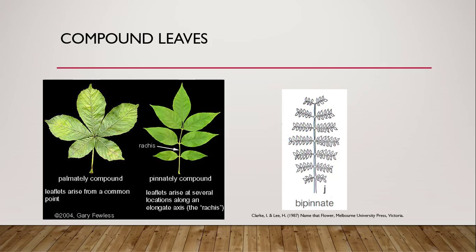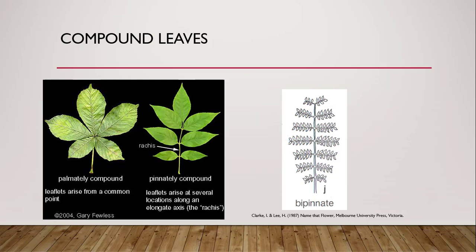Okay, so then when you're looking at compound leaves, you don't just have compound leaves. We have palmately compound, and those of you who took Spring ID, that's horse chestnut. So they're definitely individual leaflets, but they all come from one particular point. And with pinnately compound, the leaflets come off of a main stem.